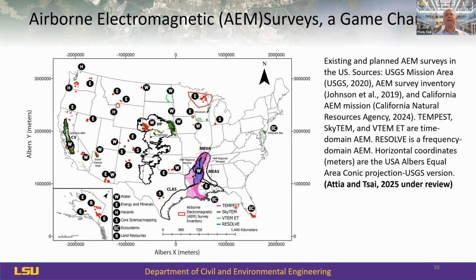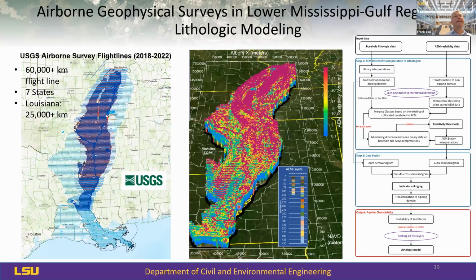Airborne electromagnetic survey has become very popular in the United States. It's a game changer because through these surveys, you can really understand what's going on underneath in a very economic, cheap way. Especially USGS invests a lot of effort to do the AEM surveys in the lower Mississippi Gulf regions over here. So we use USGS data combined with our well log data. Through a framework over here, we will be able to create a lithological model.